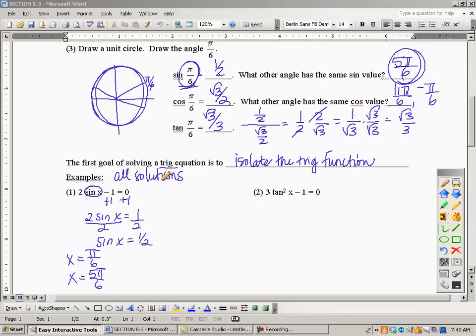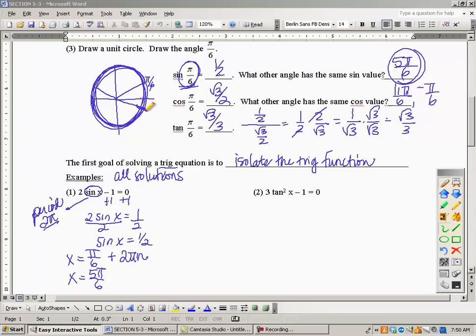So I have this. Sine has a period of 2 pi, which means if I start at pi over 6 and I go 2 pi, that's a coterminal angle of 13 pi over 6. And then if I go another 2 pi, I can get another angle. And if I go another 2 pi, I get another angle. These are all coterminal angles. Because the period is 2 pi, I'm going to also say plus 2 pi n, because every multiple of 2 pi gets me another multiple of that angle, which is still a solution.